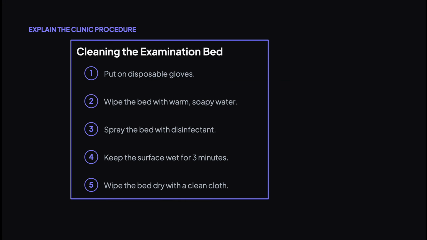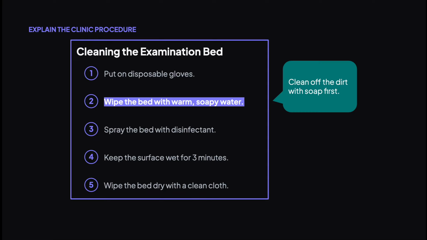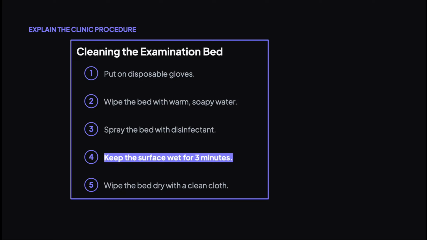Now let's assume we are cleaning an examination bed, and these are the steps. 1. Put on disposable gloves. 2. Wipe the bed with warm soapy water. In order for Loretta to remember this step, she tries to say it in her own words. Clean off the dirt with soap first. 3. Spray the bed with disinfectant. Then 4. Keep the surface wet for 3 minutes.